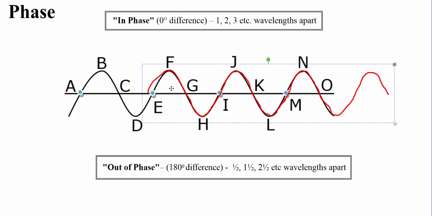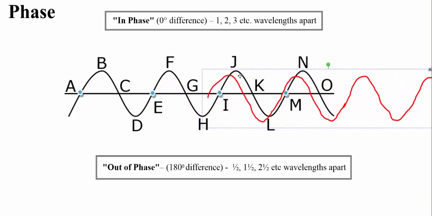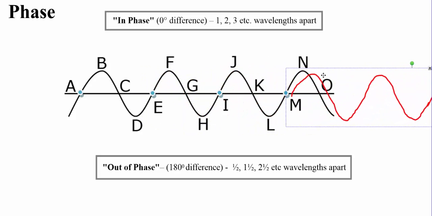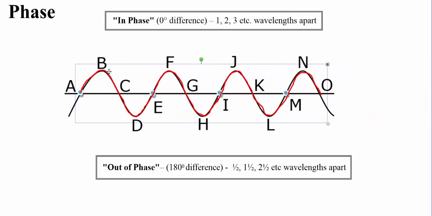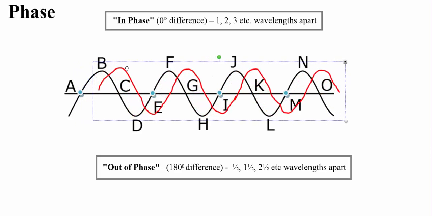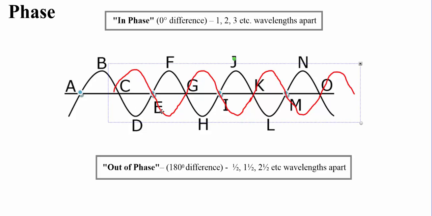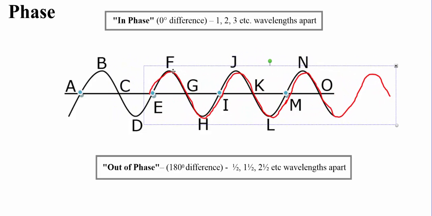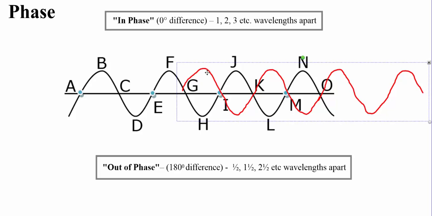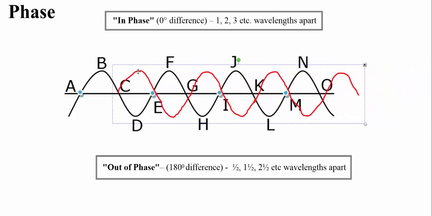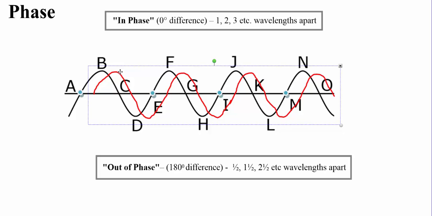So this is still in phase with the original black wave. It just started an entire wavelength later, or sooner, however you want to look at it. Also in phase. Okay? Out of phase means it's 180 degrees offset. So my crest of one needs to line up with the trough of the other. Here, we are out of phase. In phase. Out of phase. In phase. And then we can be somewhere in between, so partially out of phase.